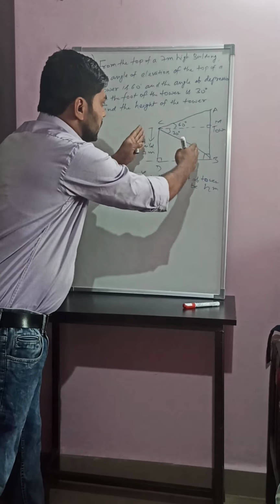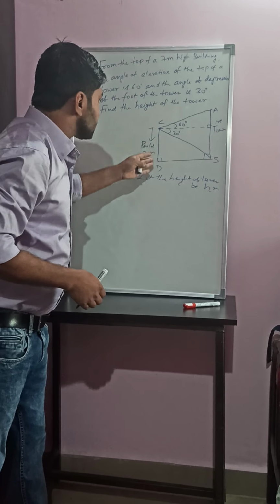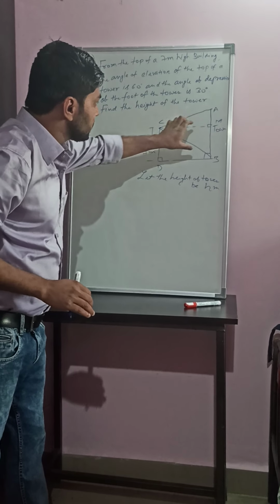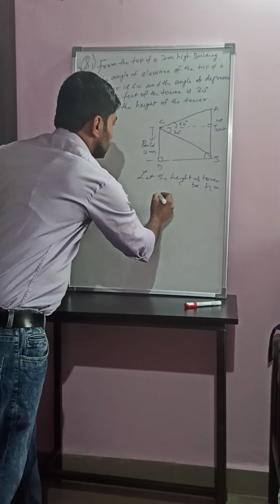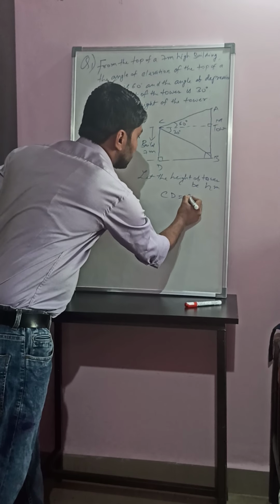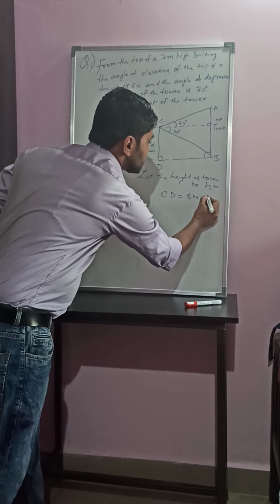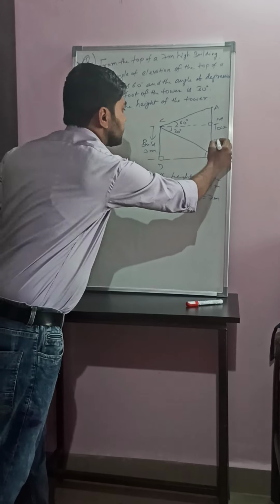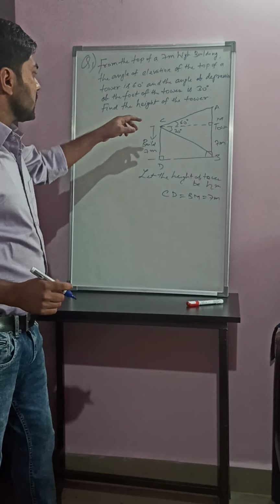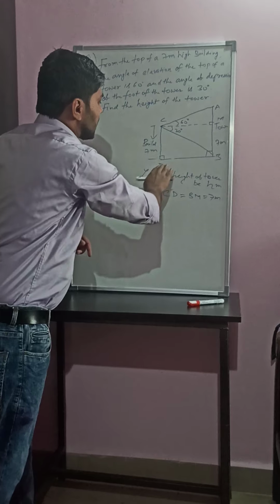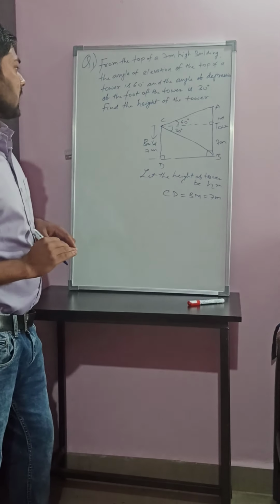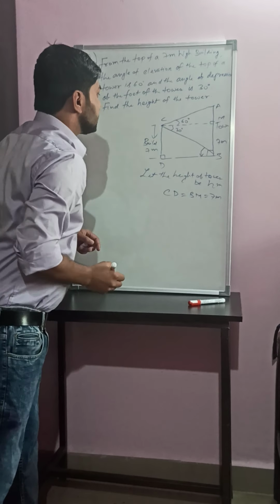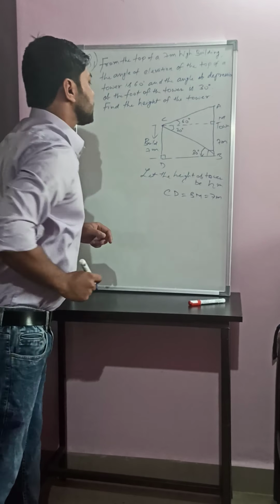If two sides are on the same base, between the same parallel lines, then both sides are equal. So CD will be equal to BM, which is equal to 7 meters. So BM becomes 7 meters. Now, since CM is parallel to DB, by alternate interior angles, this angle will be 30 degrees.